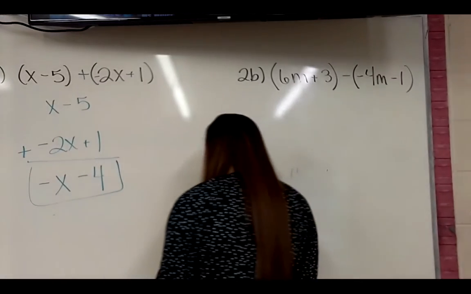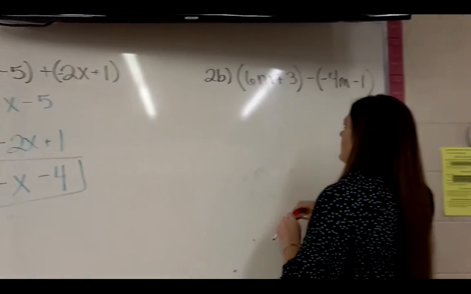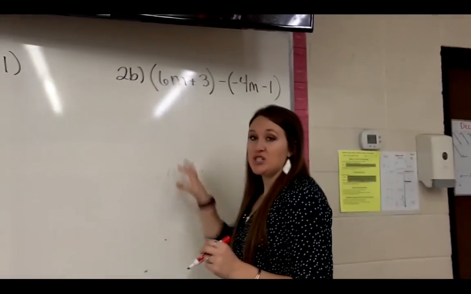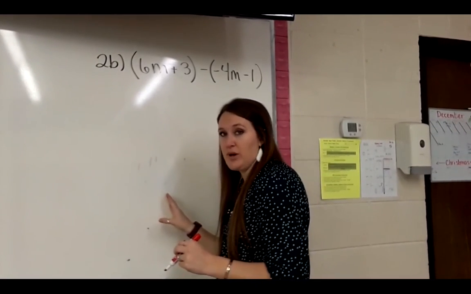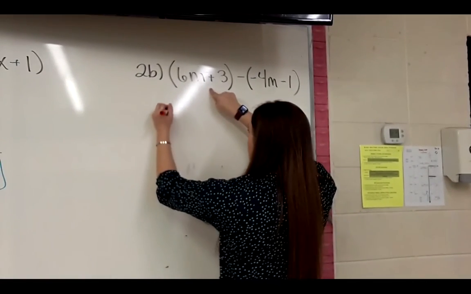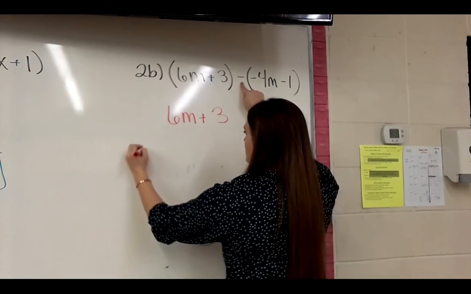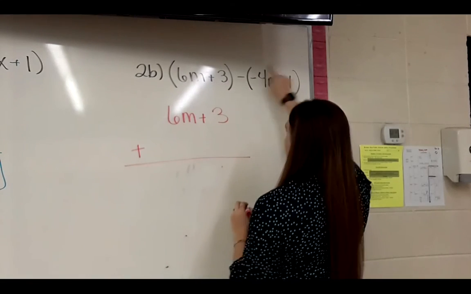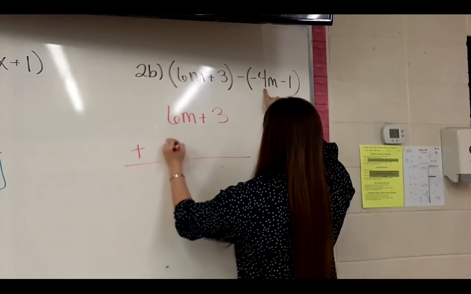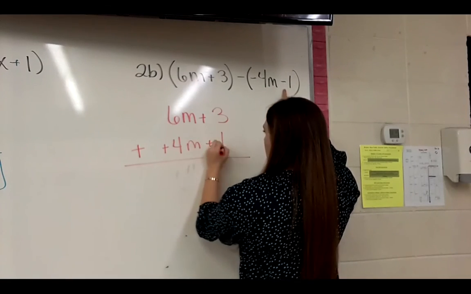On 2b, this one I'm going to do the keep, change, change as I'm setting up my addition problem going down. So I have 6m plus 3. We don't ever mess with the first one. We keep it the same. Change. So this is going to become plus 4m plus 1.